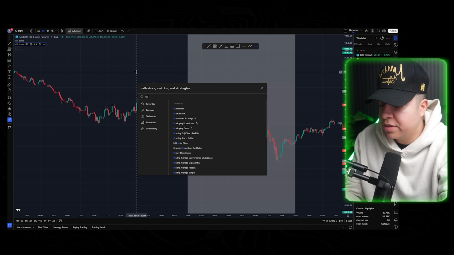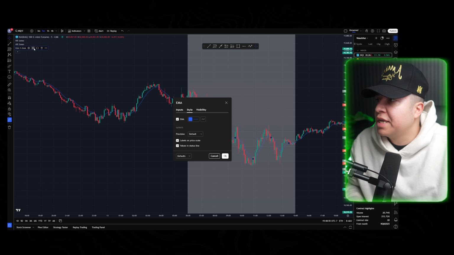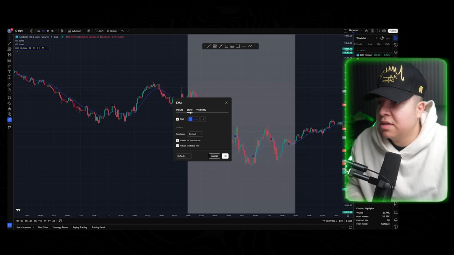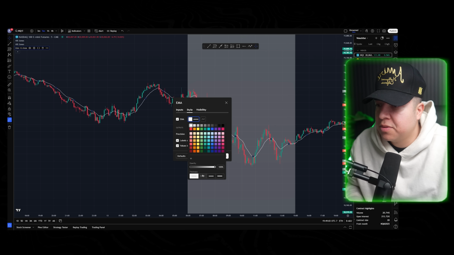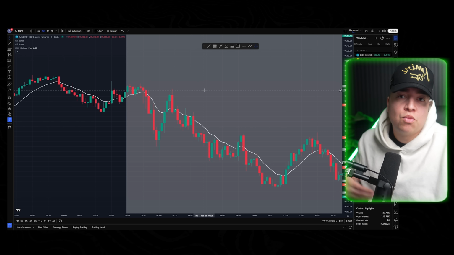The next indicator that you want to add is called a moving average. We're going to get this one right here, put a star next to it to save it, and let it come up. We're going to change the settings to 13, so just put that to 13. Style, I'm going to make this white and a little bit thicker. Okay, so this indicator, the EMA, is basically letting us know what trend we are in.